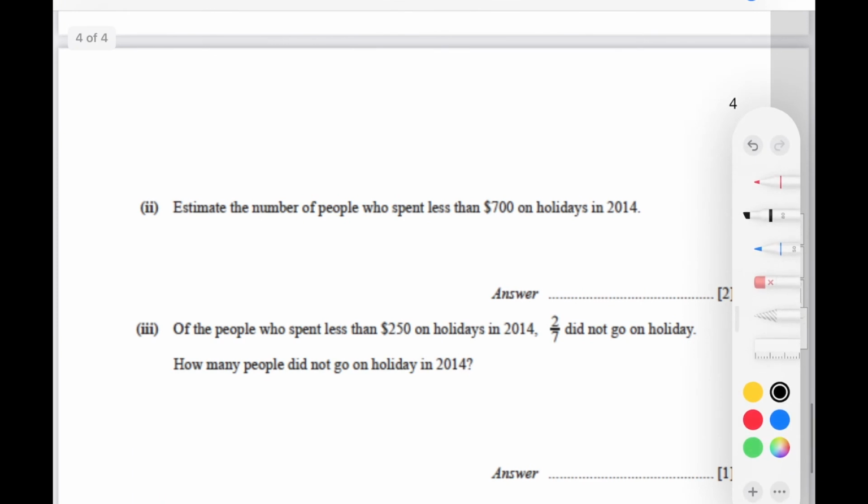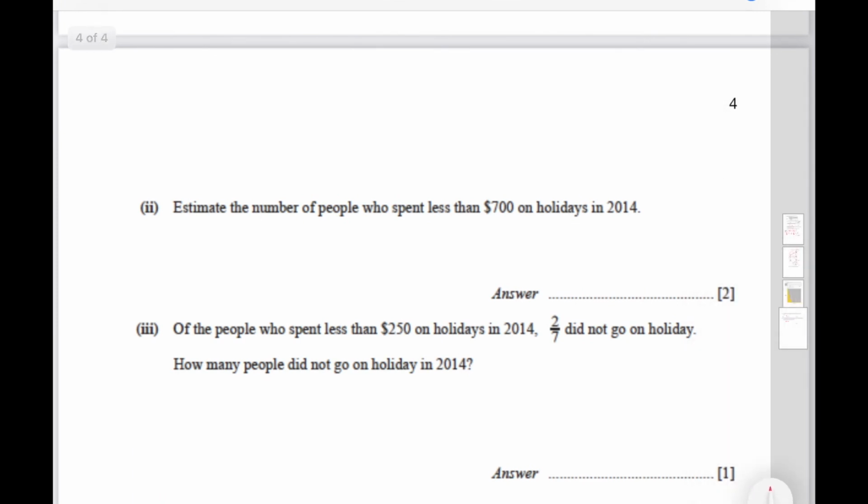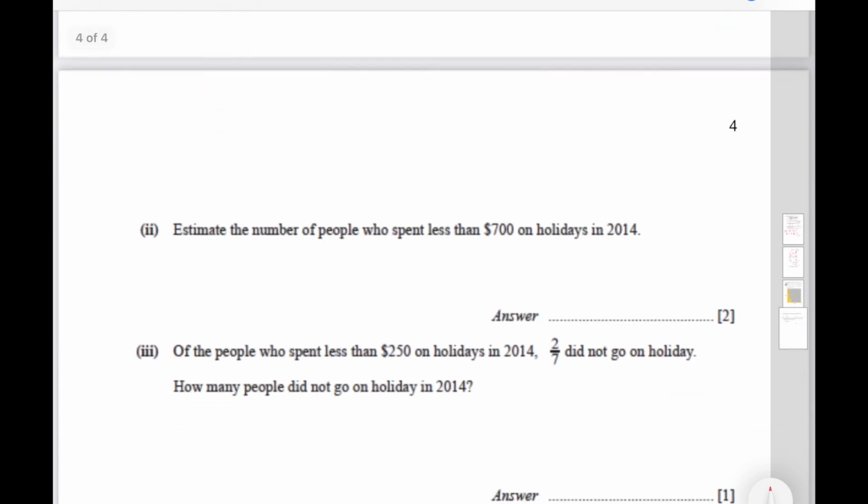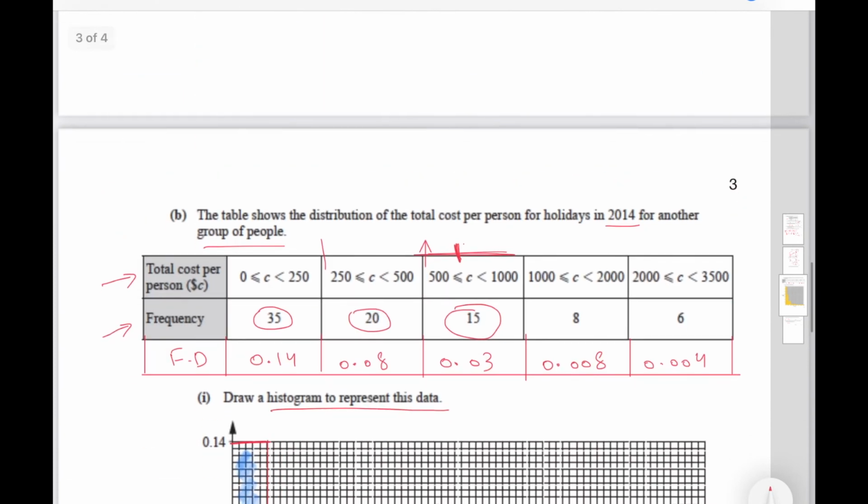Okay, let's move on. The next part says, estimate the number of people who spent less than $700 on holidays in 2014. So if you look at this, this is less than 250, this is less than 500. From here to here, somewhere around over here, is about $700. Spent by how many people? 35, 20, and then some of these 15 people. How do we find this? For the first 0 to 250, there were 35 people. From 250 to 500, there were 20 people. And between 500 and 1000, there were 15 people.